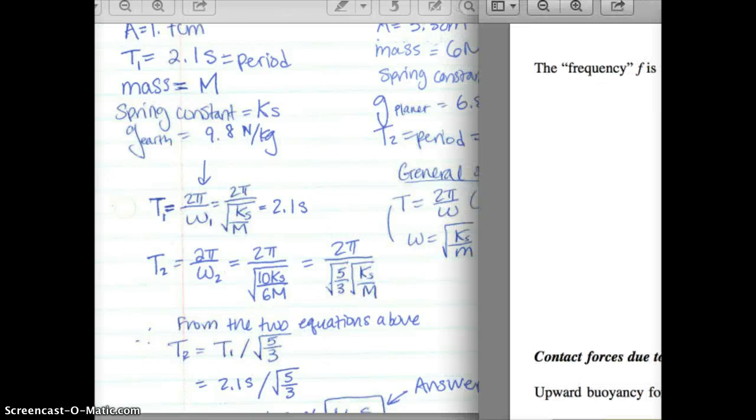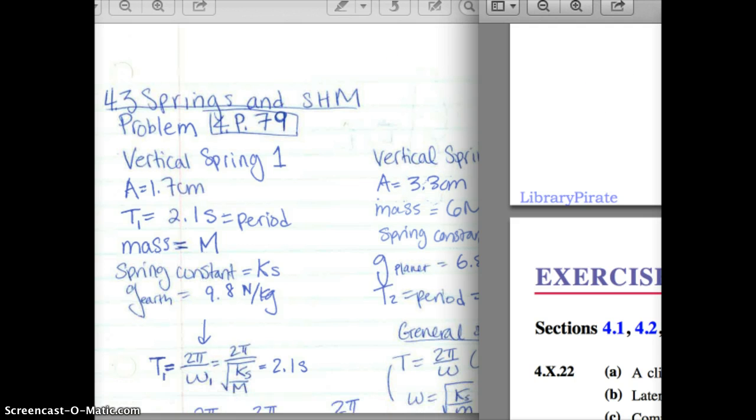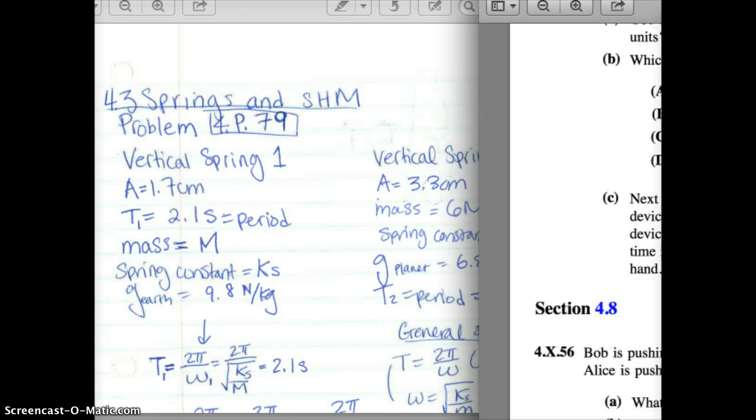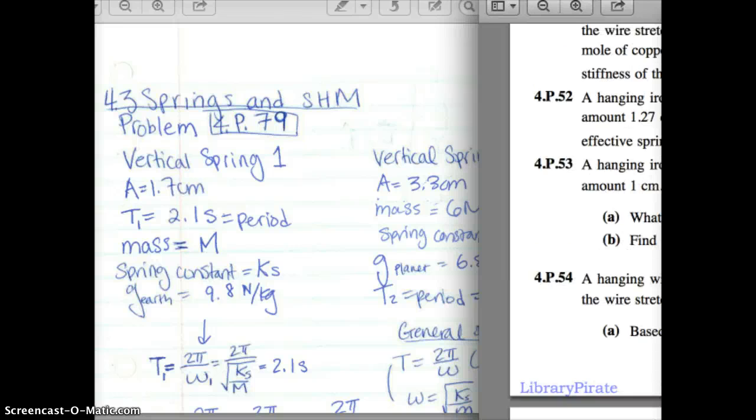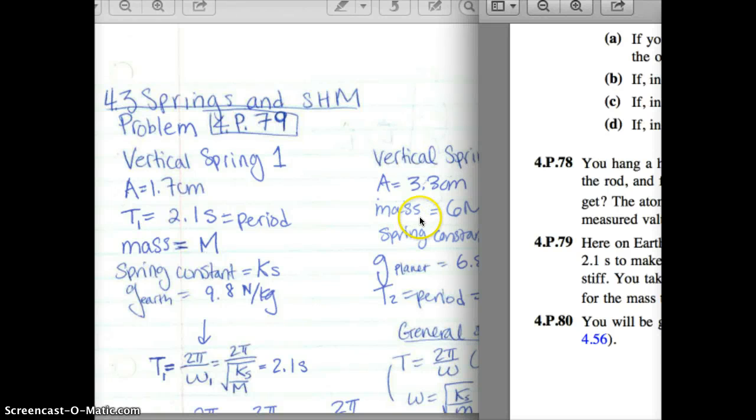So the problem that I did was 4P79, and that pertains to objective 4.3, which is springs and simple harmonic motion. Basically, in the question, there were two oscillating spring systems, and they give different characteristics of the two springs. The first one, they give the amplitude, the period, which is 2.1 seconds, and they give, it's on Earth, so the gravitational constant is 9.8 newtons per kilogram.